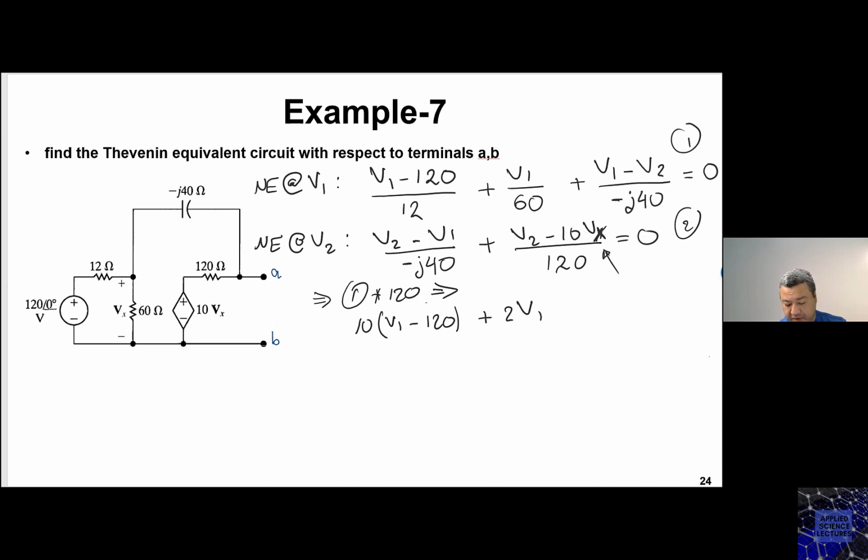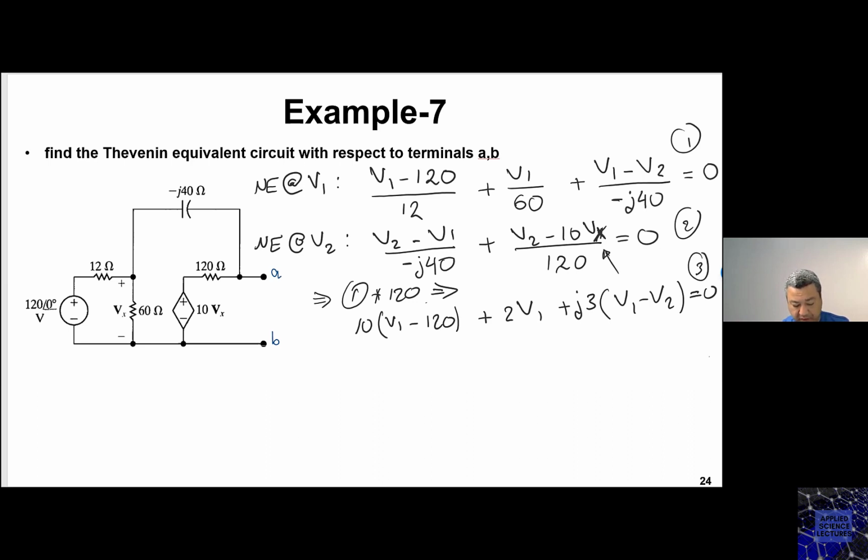Then this one is plus J. When minus J goes up, it becomes plus J. I have a 3 plus J 3 (V1 minus V2). This equals 0, right? So if you multiply by 120, 40 into 120 will be 3, and minus J goes up, becomes plus J3. So this is the equation, I will call it 3.